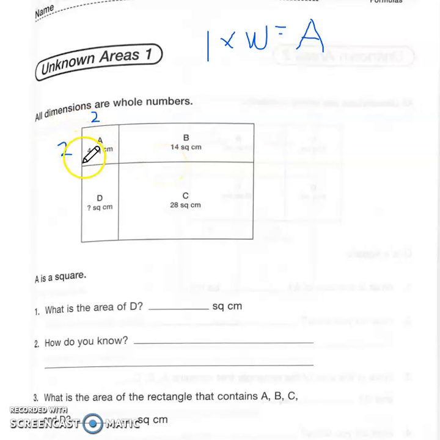Now, if I know that these are both 2, I know a couple of other things, right? I know that if I go across, if I follow this line, that means that this section right here also has to be 2 centimeters. I also know that starting up here, coming down this way, this has to be 2 centimeters as well. Now that's going to help me solve a couple of the things. B, for example, has an area of 14 square centimeters all together. Now we know its width is 2. What would its length have to be for the area to be 14 square centimeters?